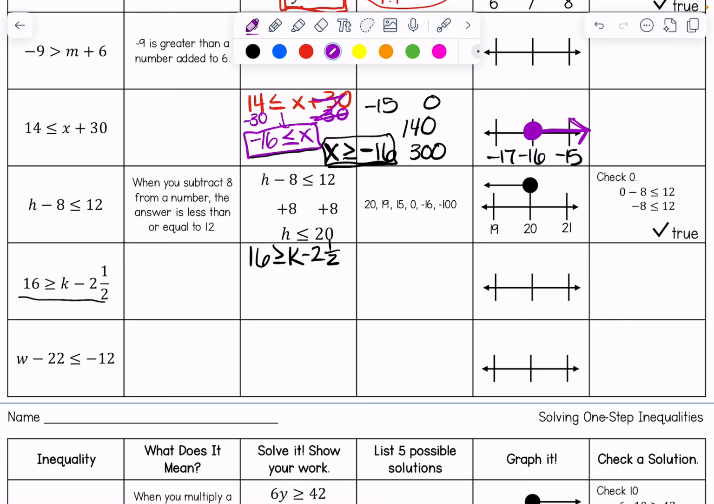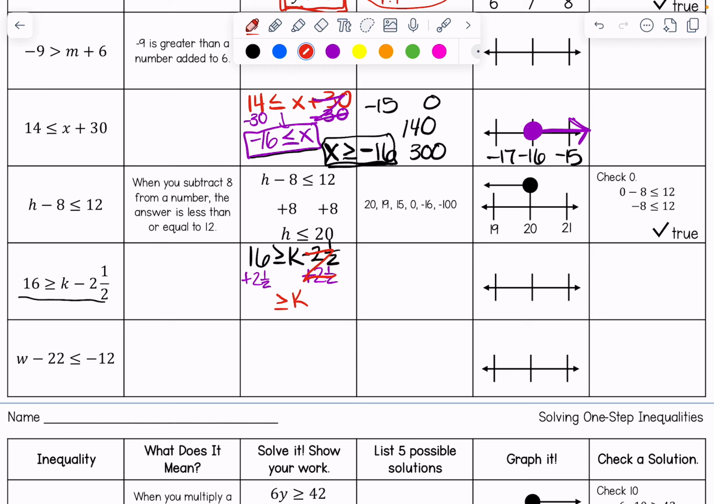I'm going to ask myself, what's happening to the variable? My variable is on the right-hand side, and I'm subtracting 2.5. So to undo subtraction, I need to add 2.5. These zero out on the right, leaving me with k by itself.